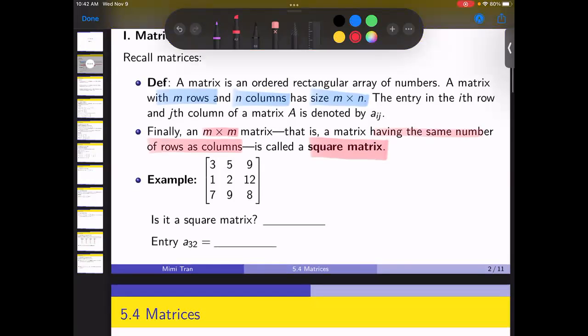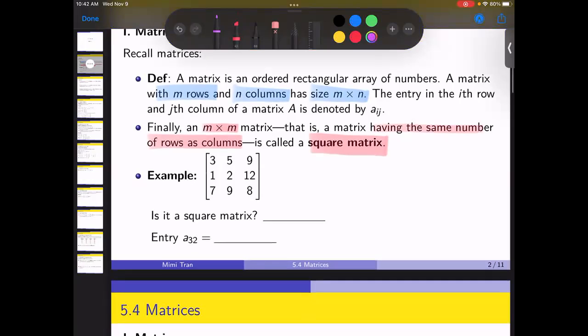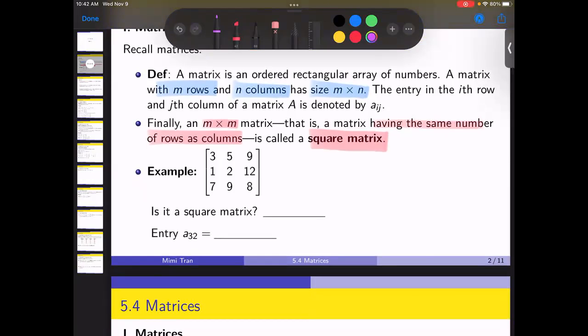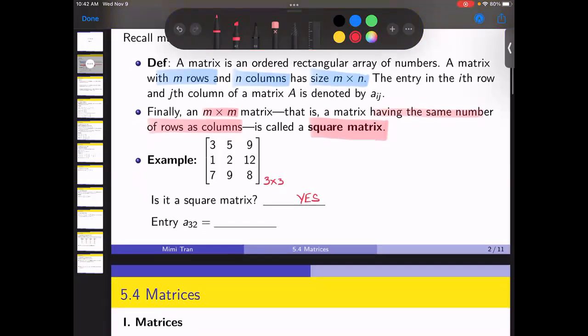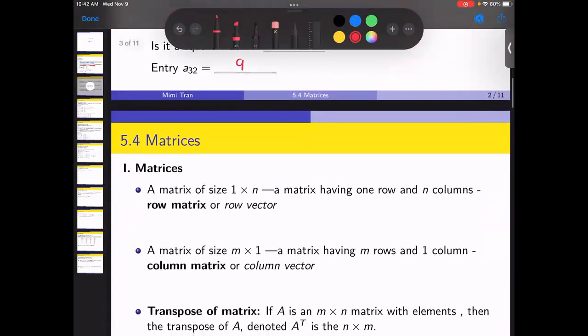So for example, is this a square matrix? Yes, right? It has the same number of rows and the same number of columns, 3 by 3. So yes. Can you find me the entry A32? Very good, 9, right? Not 12. Rows come first. So third row, second column, so 9. Are we okay with this? Yeah. This slide is very easy, I promise.